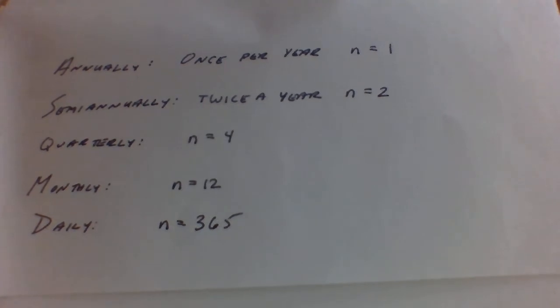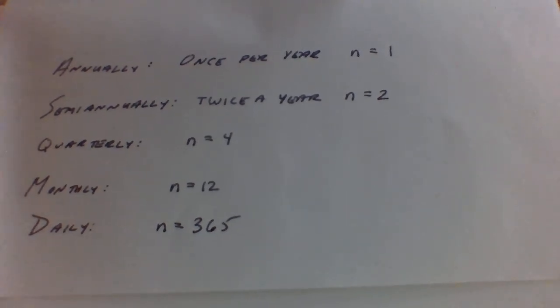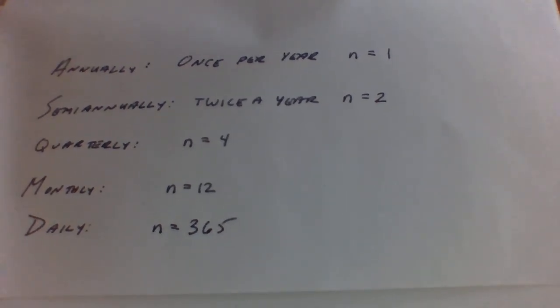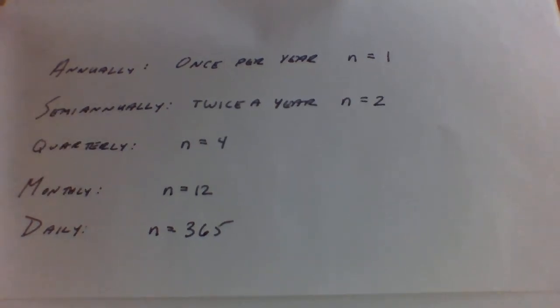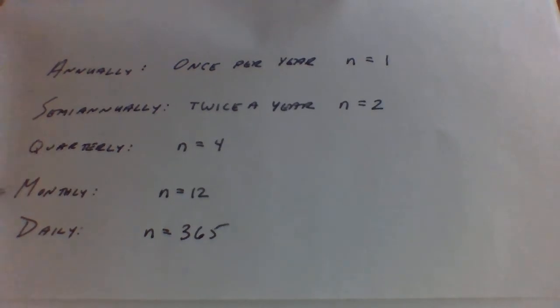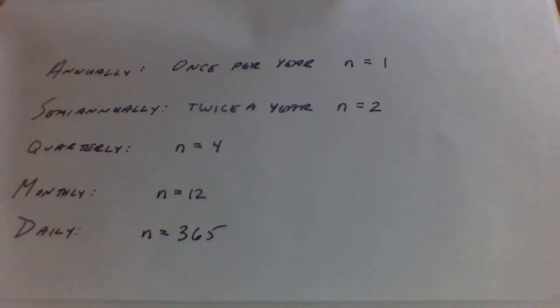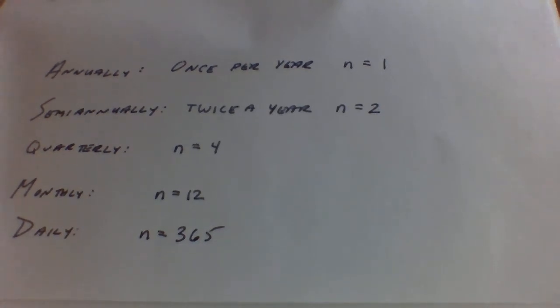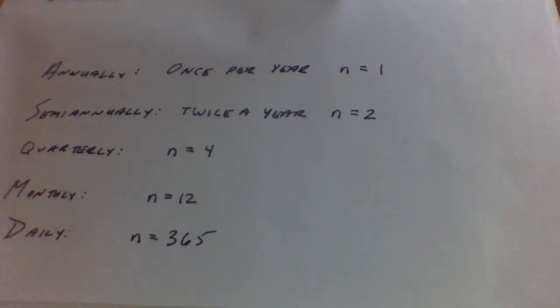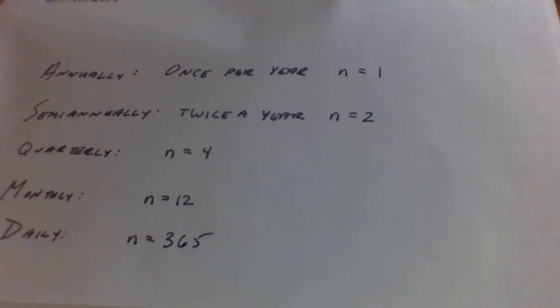And our last couple here, if something happens quarterly, that means it happens 4 times a year, so our N value is 4. If something happens monthly, that means it's going to happen 12 times a year, so our N value is 12. And our last one, if something occurs daily, we're going to use an N value of 365 for these problems. We're not going to worry about any leap years, so we'll just count 365 days in a calendar year.